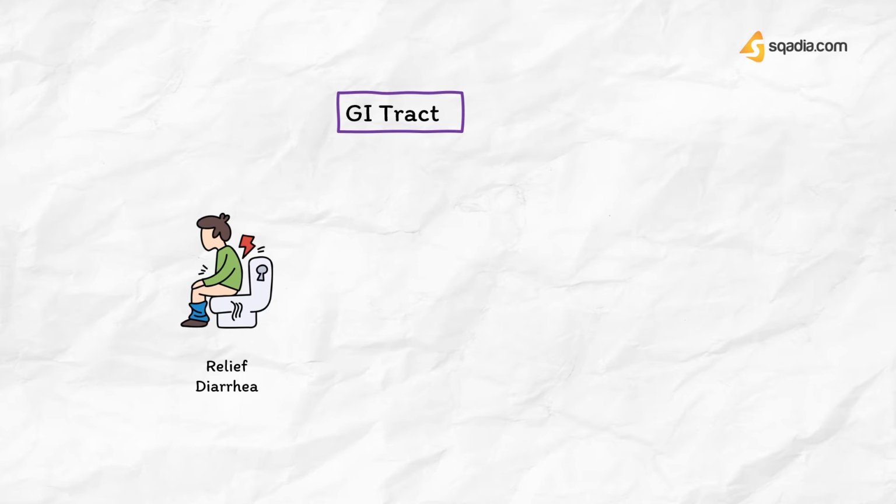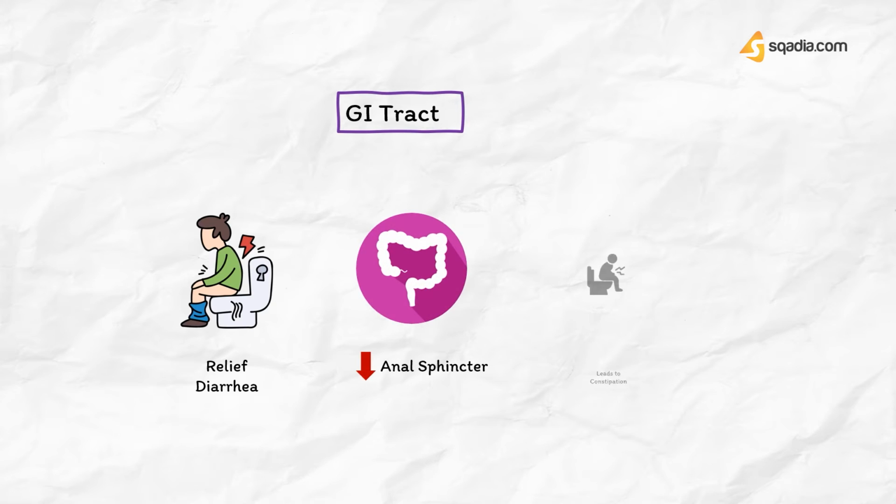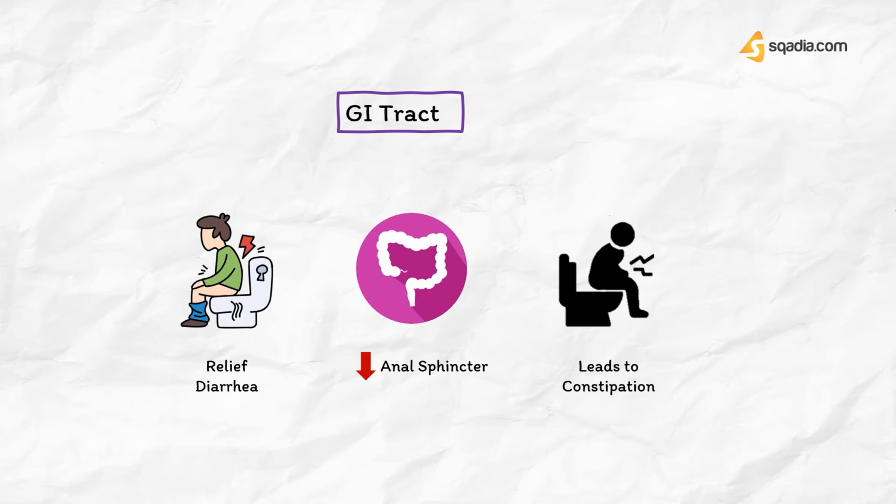Morphine relieves diarrhea by decreasing the motility and increasing the tone of the intestinal circular smooth muscle. Morphine also increases the tone of the anal sphincter. Overall, morphine and other opioids produce constipation, with little tolerance developing.